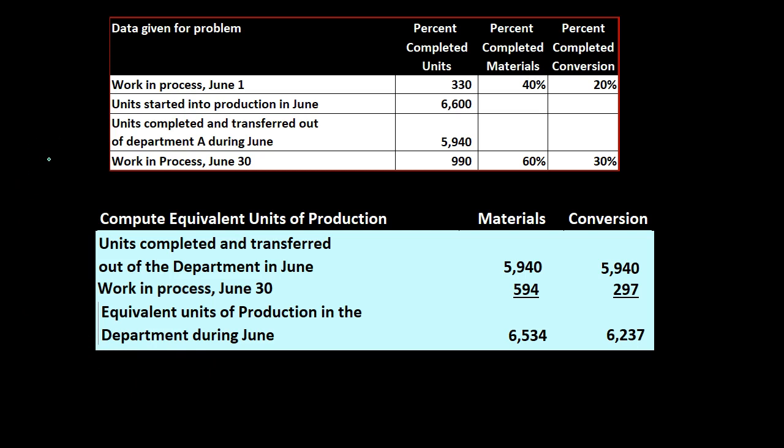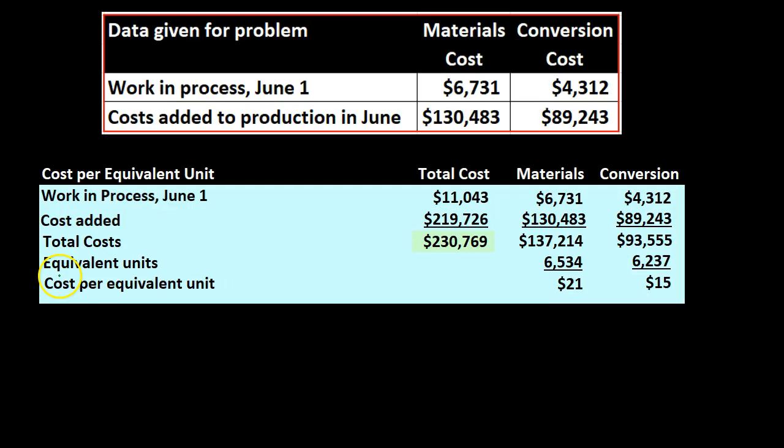Here's what we determined in prior presentations. We computed equivalent units of production. So we have equivalent units of production with relation to materials and with relation to conversion. Notice this is in units, and now we need to assign basically the dollar amount to them. We have units completed and transferred out of the department in June, the 5940 and the 5940 for materials and conversion, and then work in process for June being the 594 and the 297, and these then giving us the total. Once again, those in units, we need to get the dollar amount applied to them now.